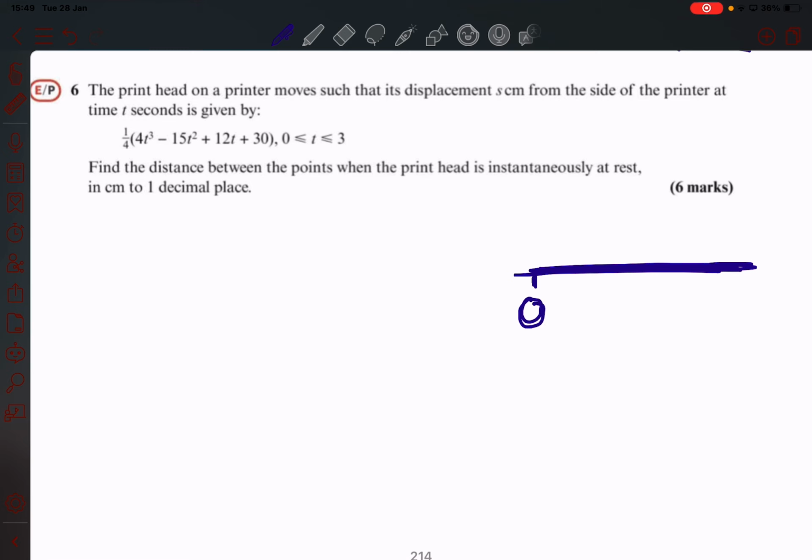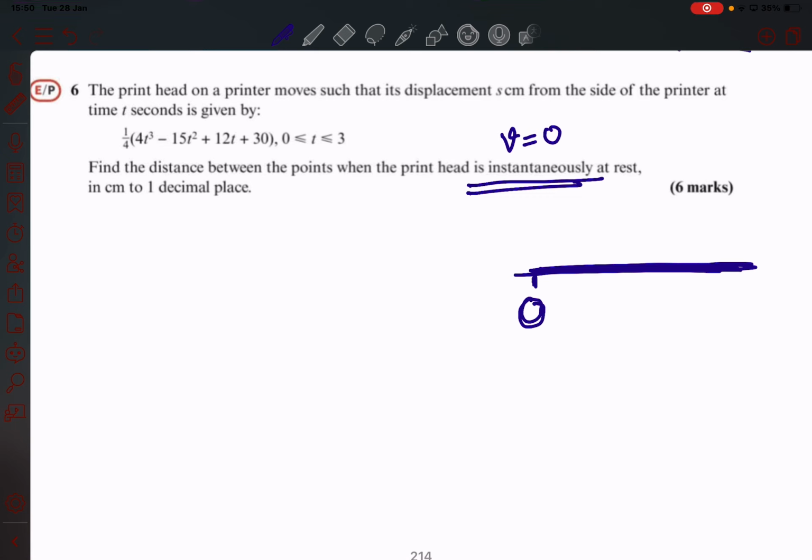So you're going to take one of the sides as origin and you are measuring how far away the printer head is from one of the sides at every instant of time. We have to find the distance between the points when the printer head is instantaneously at rest. So again, we have to know when it is instantaneously at rest. If I have to figure out instantaneously at rest, I have to figure out when velocity becomes 0.